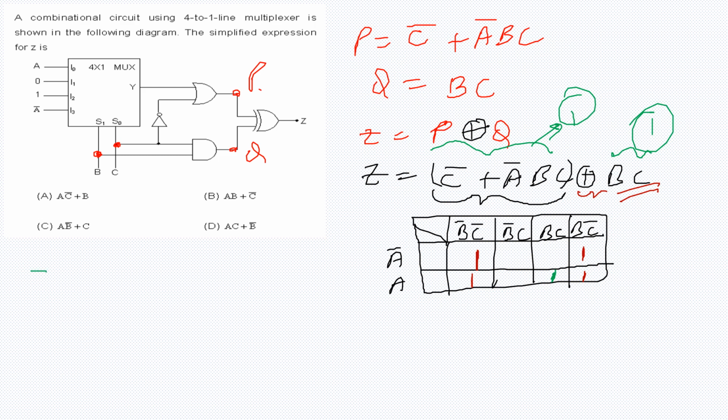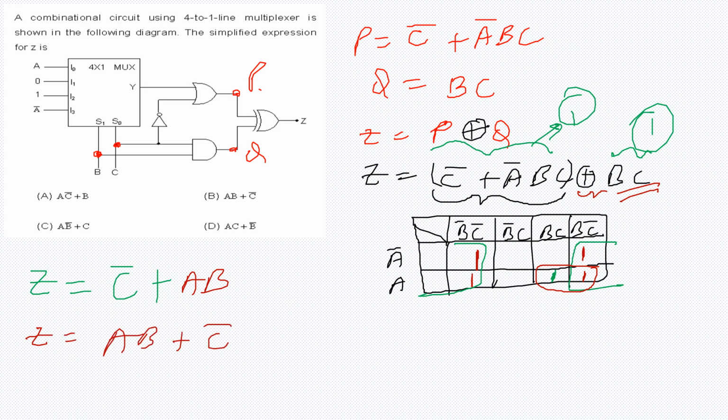Now I can simply write my Z. Here you can see there will be one quad forming, and this quad will be given by C bar, plus one pair also forming here. You can see this is the pair; this pair will give me A B. So now my Z is A B plus C bar, and this matches with option B. So option B is the correct answer for this question. This is how you can solve this question. Thanks for watching.